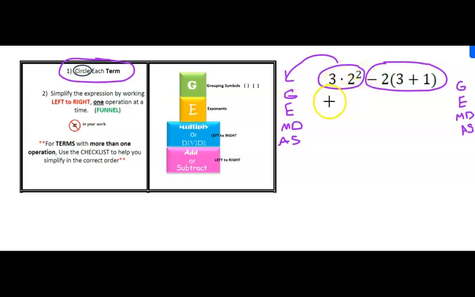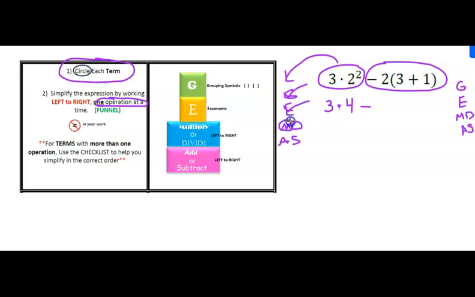3 times 2 squared. I'm going to write the 3 times 4. I'm not going to do 3 times 4 yet. I'm only going to do one operation at a time. That's that funneling. Minus, okay, so I've got no grouping symbols. I took care of the exponents.